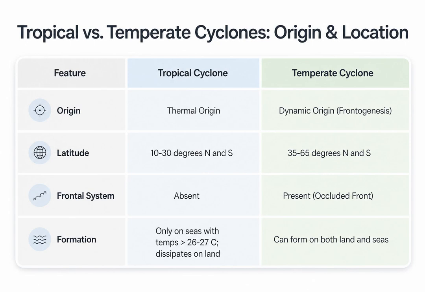Now let's comprehensively compare tropical and temperate cyclones, starting with their origin. Tropical cyclones are thermal, driven by heat, whereas temperate cyclones are dynamic, driven by the movement of air masses and frontogenesis. Geographically, tropical cyclones form near the equator, between 10 and 30 degrees latitude, while temperate cyclones form further toward the poles, between 35 and 65 degrees. Tropical cyclones have no frontal system at all, whereas fronts are the very reason temperate cyclones exist. Finally, tropical cyclones only form over warm ocean waters and die over land, but temperate cyclones can form and sustain themselves over both land and sea.